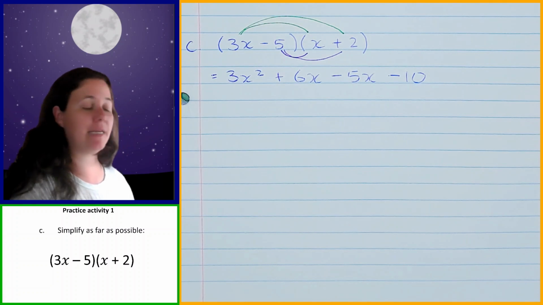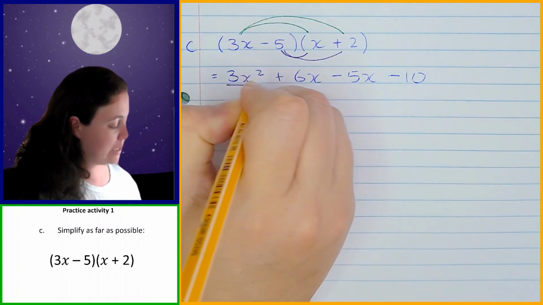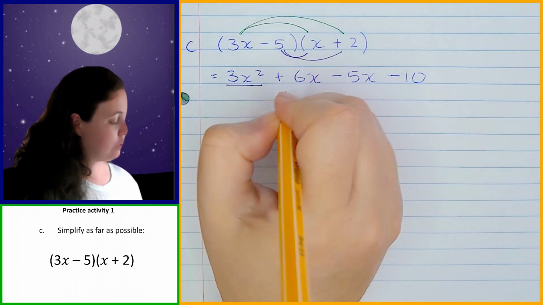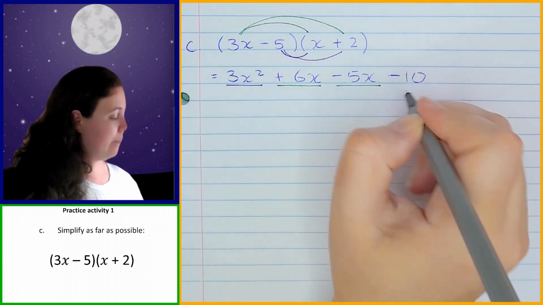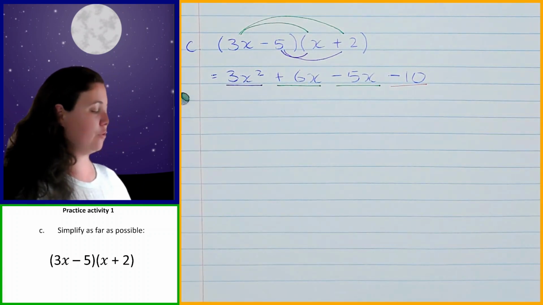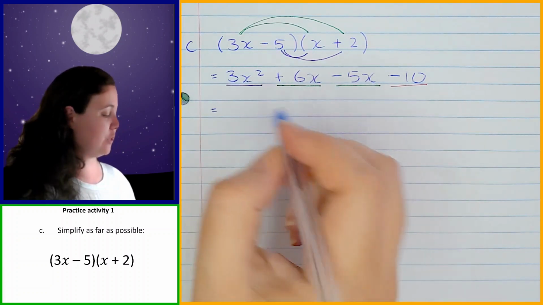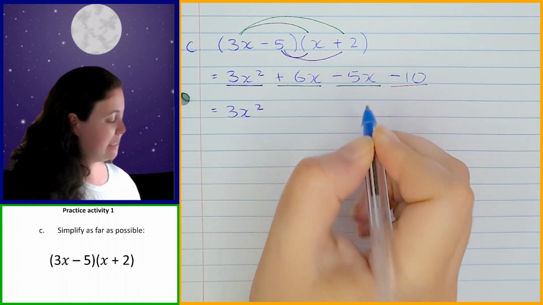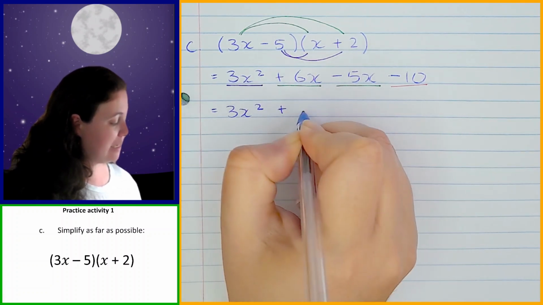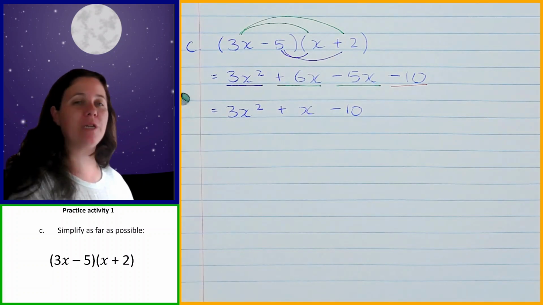Now we're going to go and collect and combine our like terms. So first I've got 3x squared, then I've got plus 6x and minus 5x, and then I have minus 10 as well. Okay, so my like terms are just the 6x and the 5x. So the others are going to stay as they are. So it's 3x squared, then plus 6x minus 5x gives me plus x, and then minus 10. So that you should have got for question C.